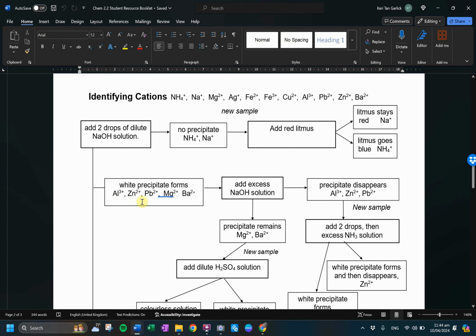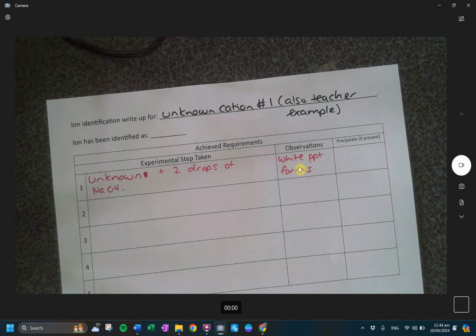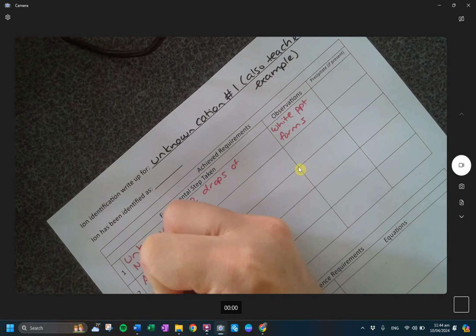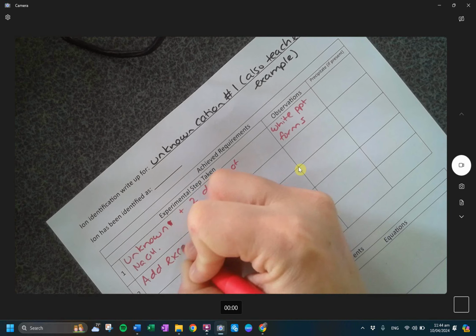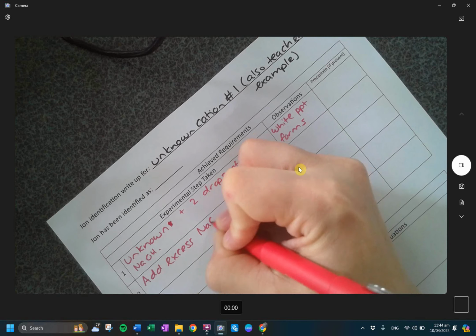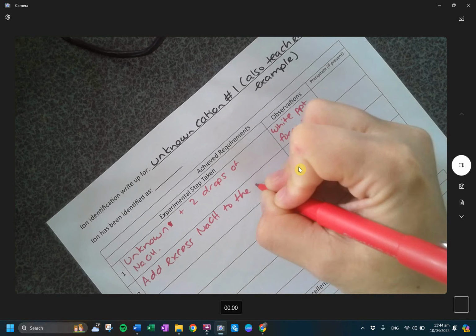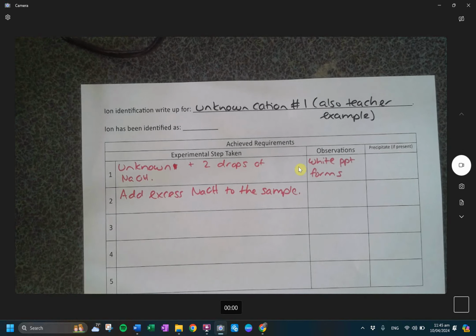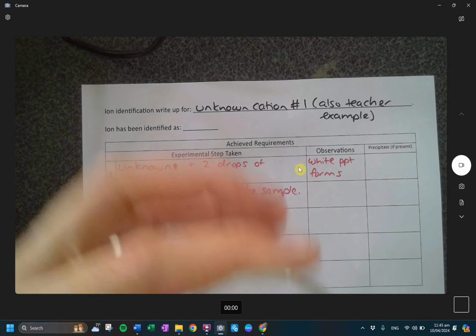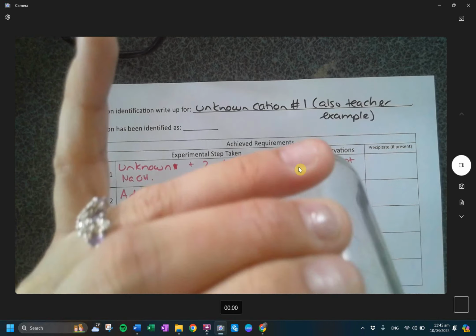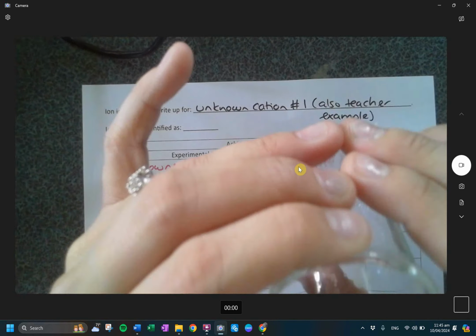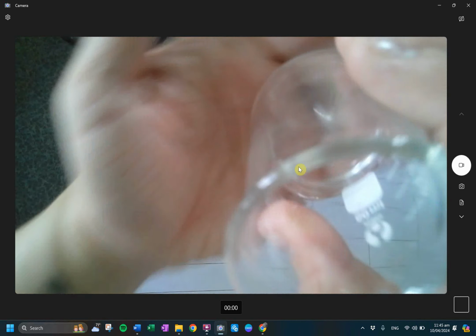After I've done that, the next step is to add excess sodium hydroxide. So let's go back to our sheet and write that down. We're going to add excess NaOH to the sample. Again, this is why the ratios are important. I'm looking at this right here. I can see there are some white globs. I'm going to add excess, shake it up real good, and I notice that it's now gone.